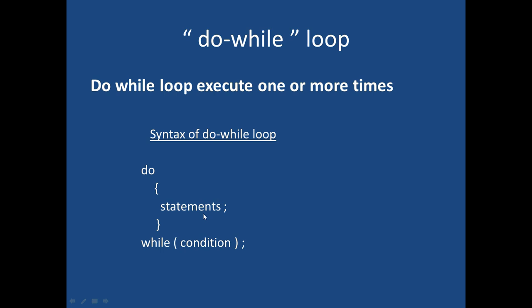But in do while loop you can see that we start from do, the statements are executed and then the condition is checked. So in while loop and do while loop, keep this clear-cut difference in mind: in while loop the condition is checked first, and if the condition is false, the statements will not be executed. But in do while loop, since the condition is checked later, it will execute the statements first and then check the condition.